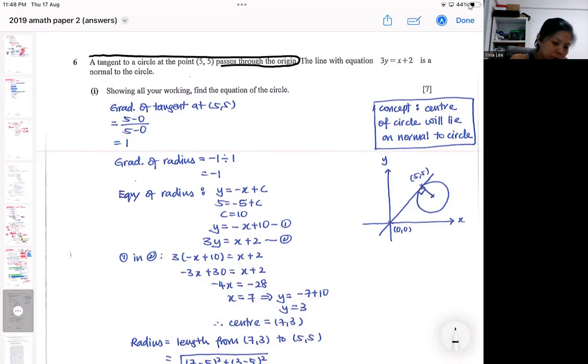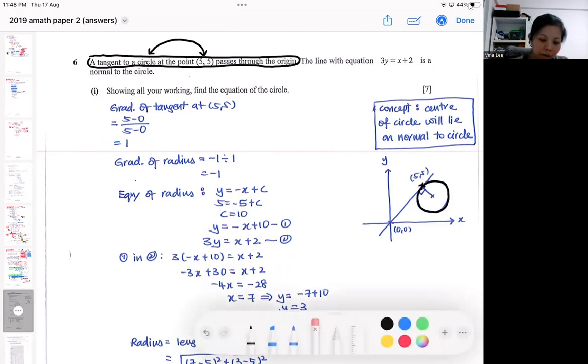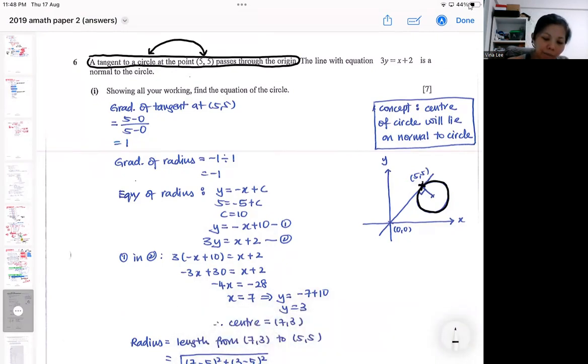So I try to draw a circle. This point is sitting on the circle. So I try to draw it out. So there is a circle. I don't even know whether the circle will be on this side, maybe the circle can be on this side. But it doesn't matter, it's just for you to visualize. So I drew a circle with (5, 5) on it, and the tangent will pass through the origin. So I just drew it out based on what the question says.